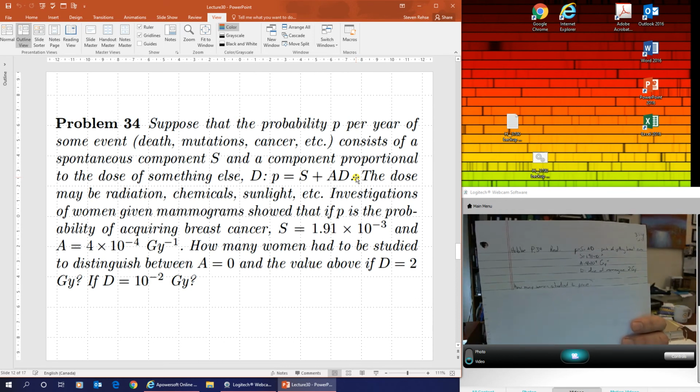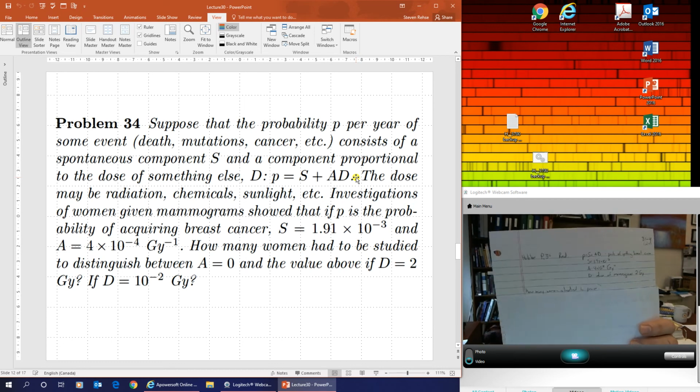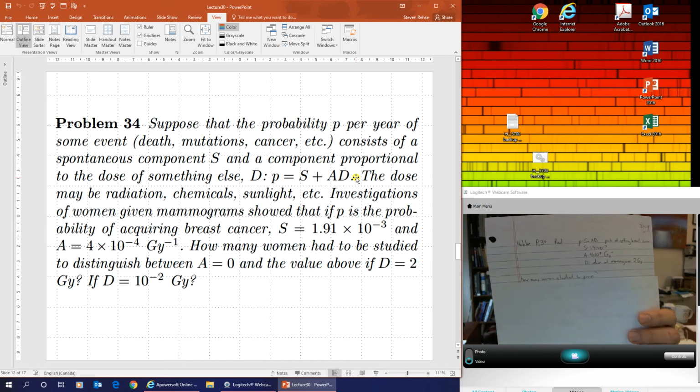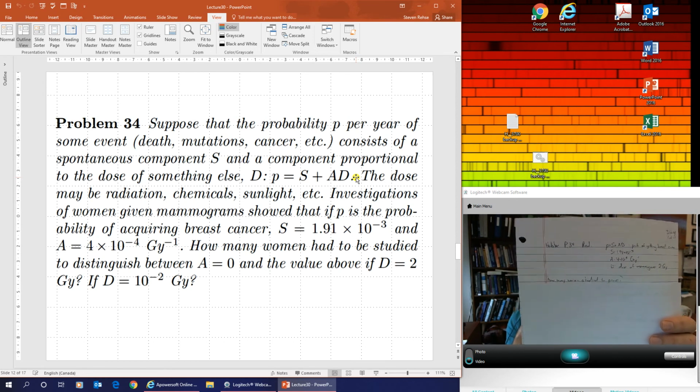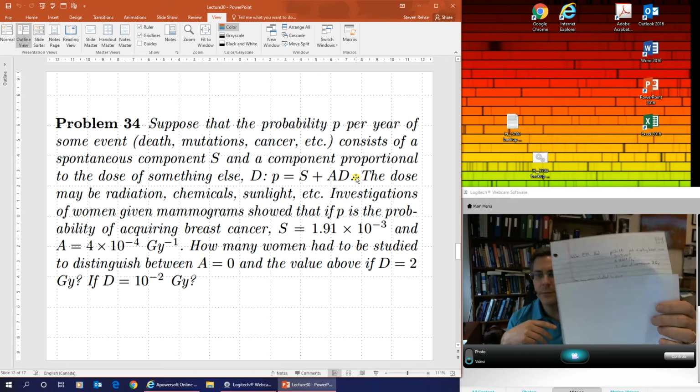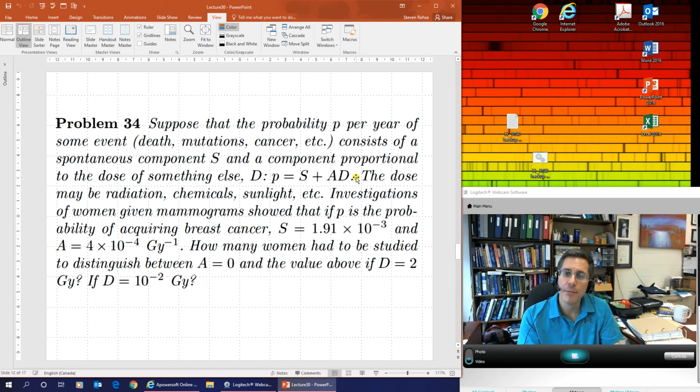So there's P equals S plus AD. S is the spontaneous rate, so I wrote that down, 1.91 times 10 to the minus 3 it was. A equals 4 times 10 to the minus 4 per gray. And let's just do the first part. I'll leave the second part to you. Dose of the mammograms is 2 gray. So we know S, A, and D. How many women had to be studied to prove that?